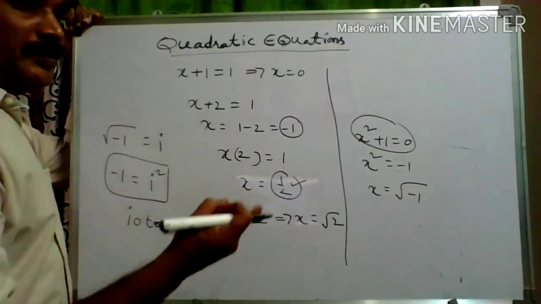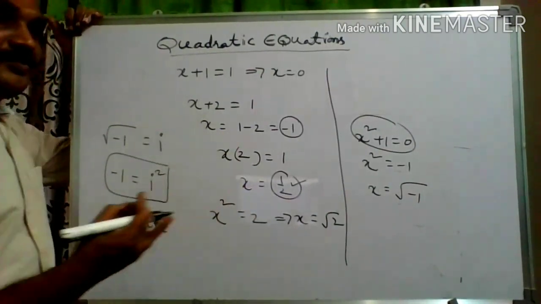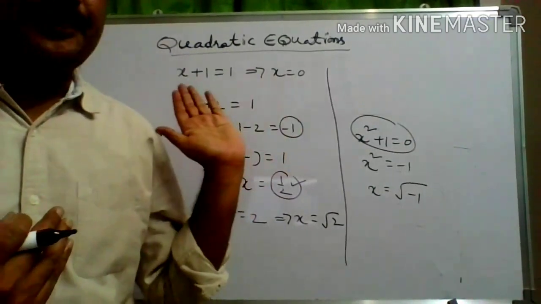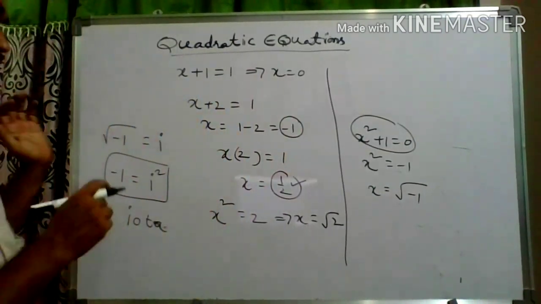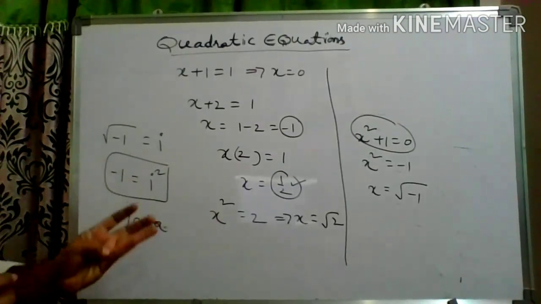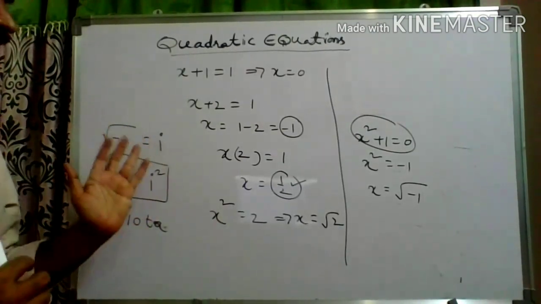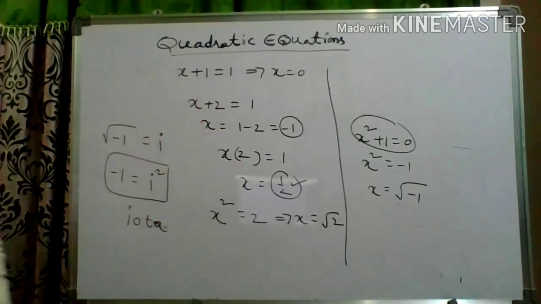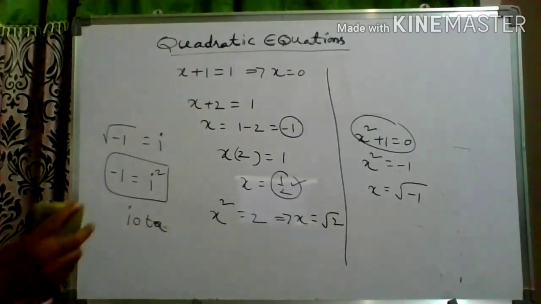Students, real numbers, natural numbers, whole numbers, integers are subsets of complex numbers.